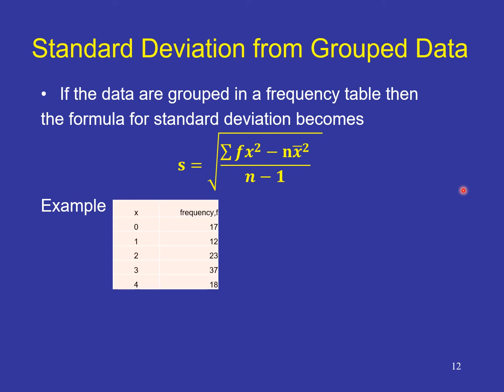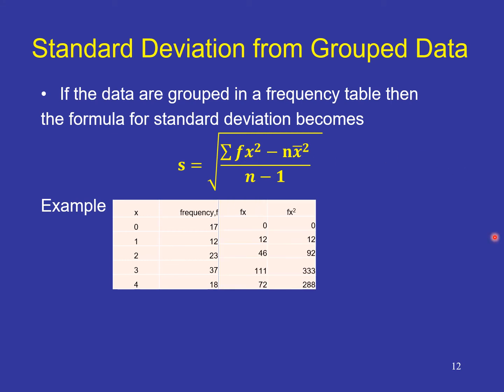In this example, these are our values of x and these are our frequencies. To find the standard deviation, what our formula says we have to do is multiply f by x squared for each of them and then add them up. So this column gives us f times x squared.